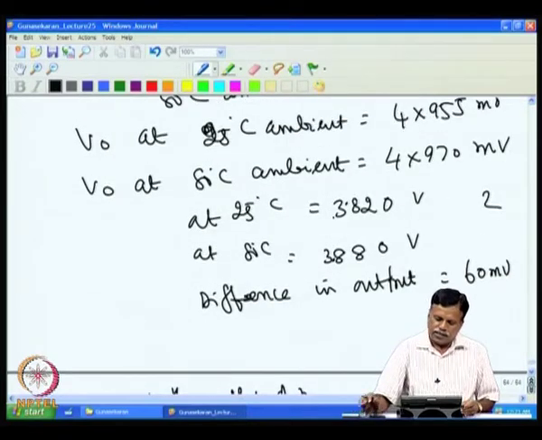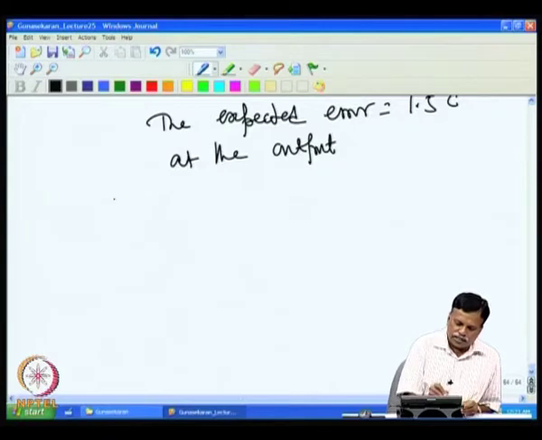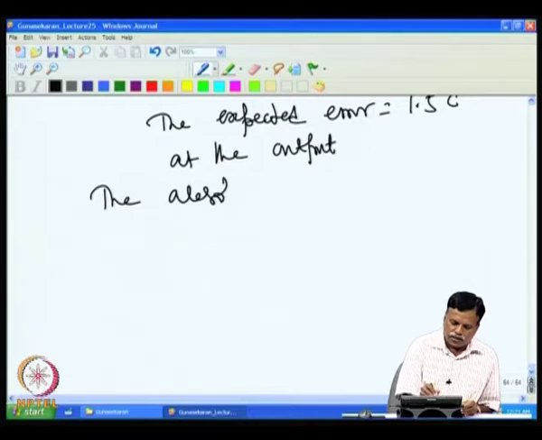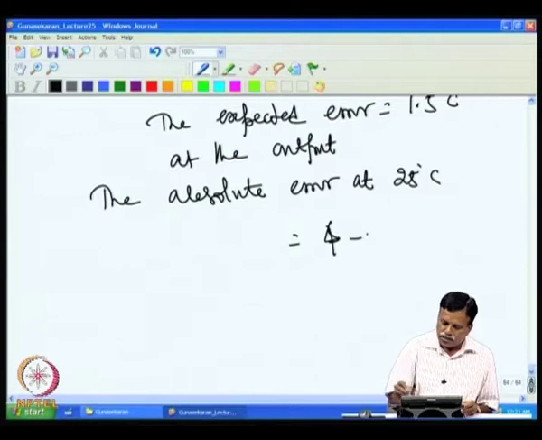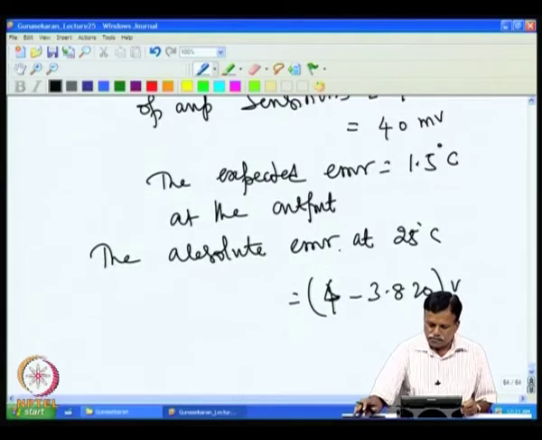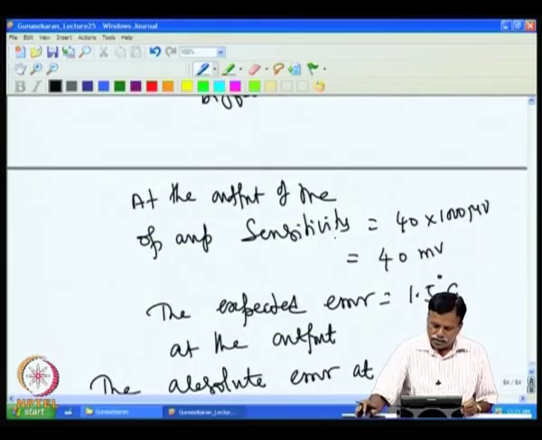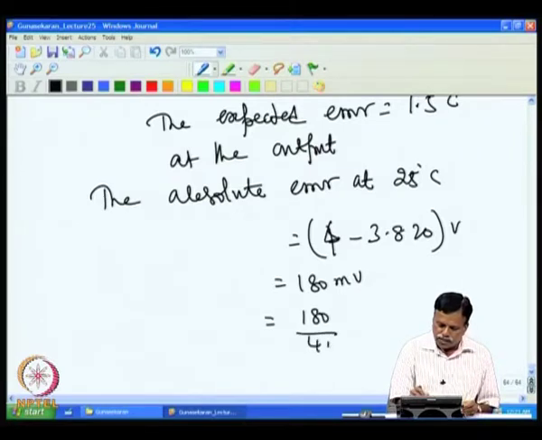and this is only the change in error, but if I take the real error, for example, at this point of 4 volt you are getting only 3.82 volt. So, in terms of absolute error, the absolute error at 25 degree C would be 4 minus 3.820 volt. That is 180 millivolt. So, 180 millivolt divided by 40, that is 4.5 degree error.